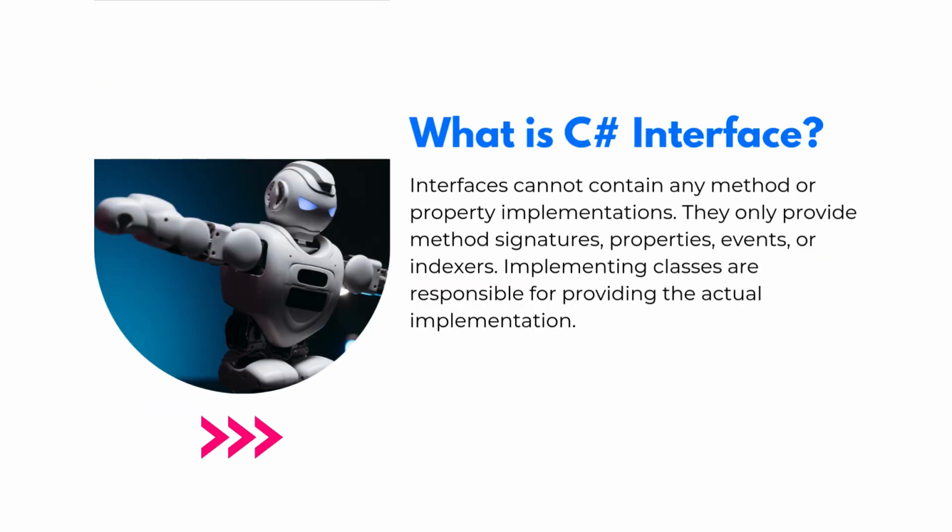Interfaces cannot contain any method or property implementations. They only provide method signatures, properties, events, or indexers. Implementing classes are responsible for providing the actual implementation.